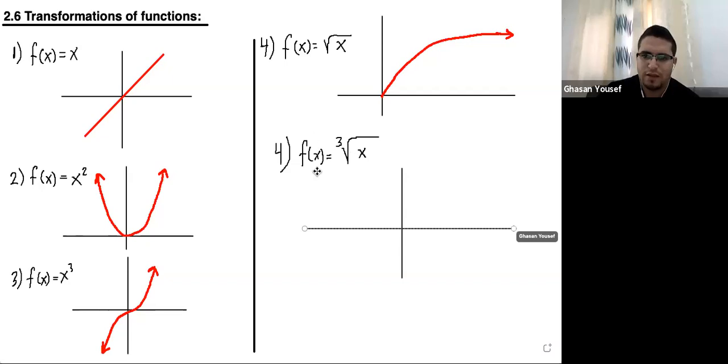What about the negatives? Can I plug negatives here? This is an odd number. For odd, I can plug negatives. For even, I cannot plug negatives. I spoke about this in the first section of this book. So here I can plug negatives: the third root of -1 is -1, and the third root of -8 is -2. So the domain of this function is all real numbers, R.